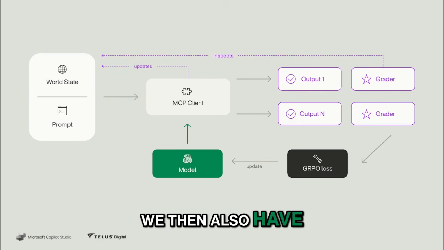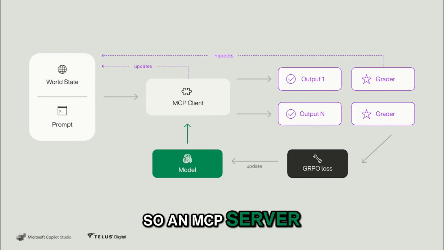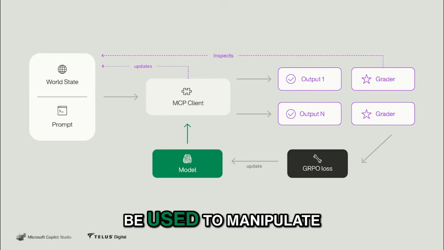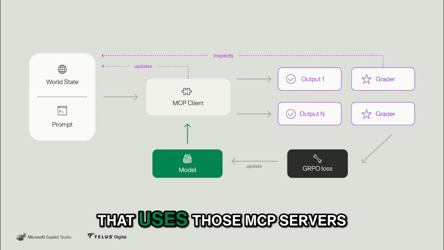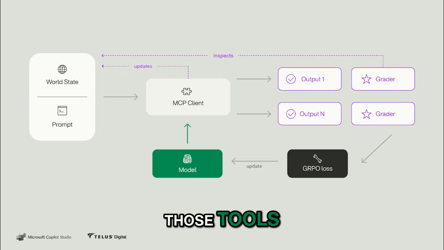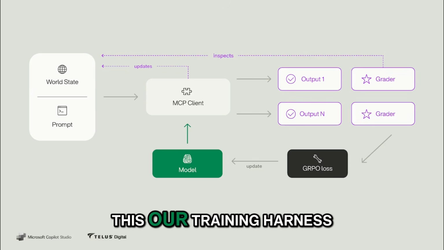We then also have MCP servers. So an MCP server exposes tools that can be used to manipulate the world state. We then write our own MCP client that uses those MCP servers, those tools, to manipulate world states. We take that whole package, and we call this our training harness.